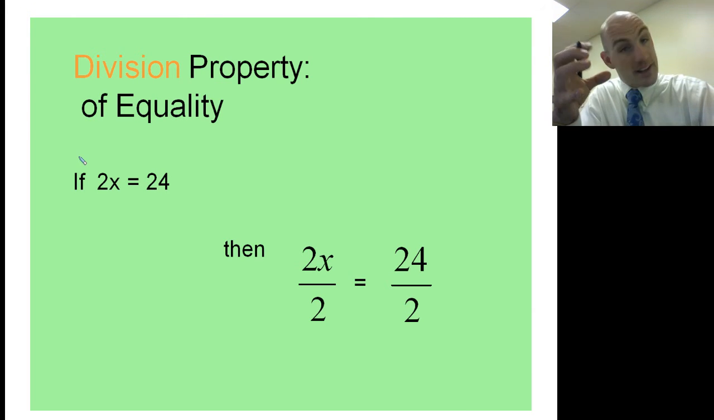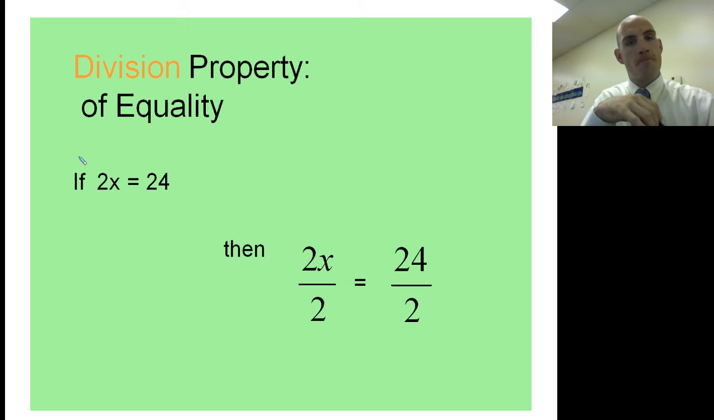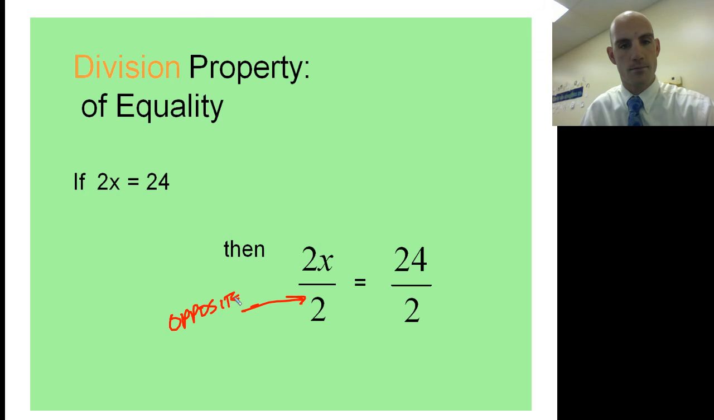The other half of this is the division property of equality. I think you can see where we're going with this. If I have 2x equals 24, I want to do the opposite operation. Well, if I'm multiplying by 2, I'm going to do the opposite operation and divide by 2. That's an opposite operation because it's undoing, or doing the opposite of, multiplying.